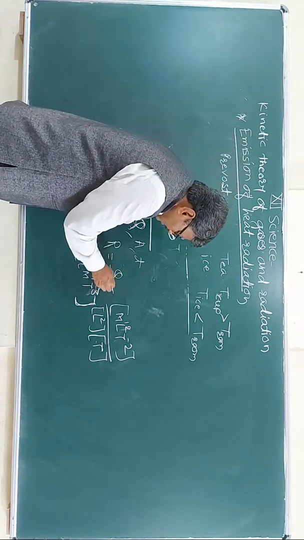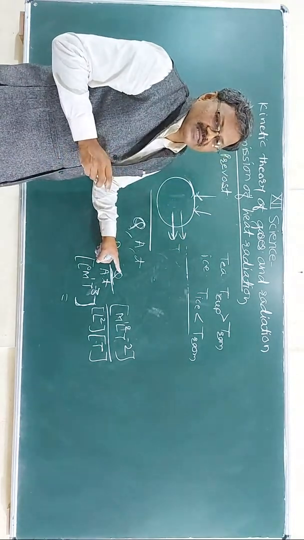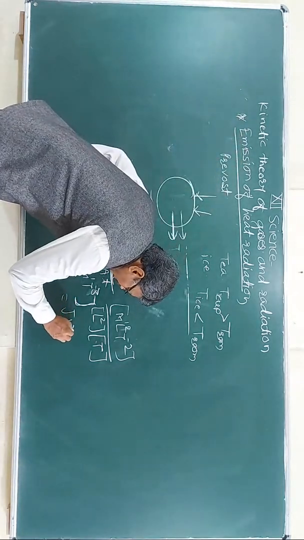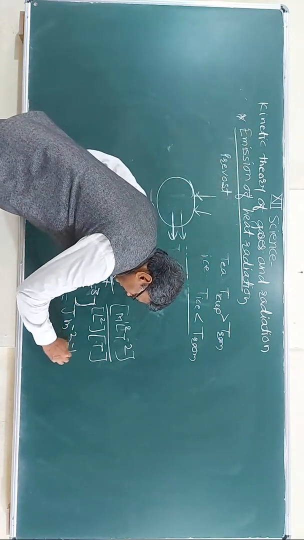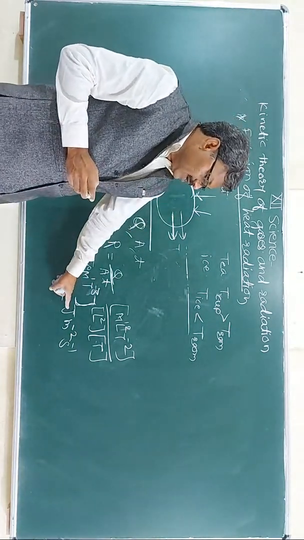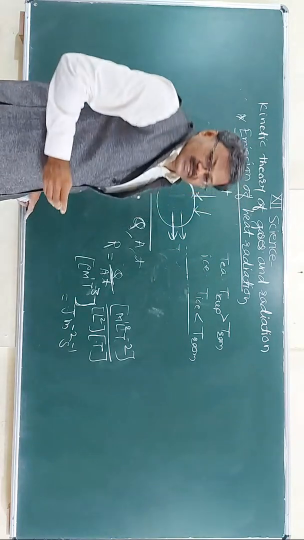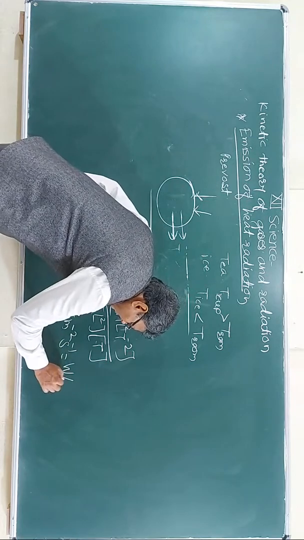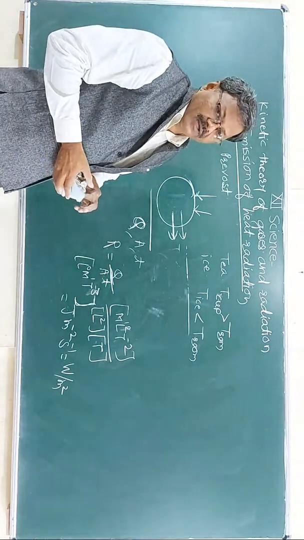Now this radiant heat is energy, and it is measured in joule. So the unit is joule per meter square per second. This is the unit of radiant power or emissive power. But joule per second is called the watt. Therefore, it is equal to watt per meter square.